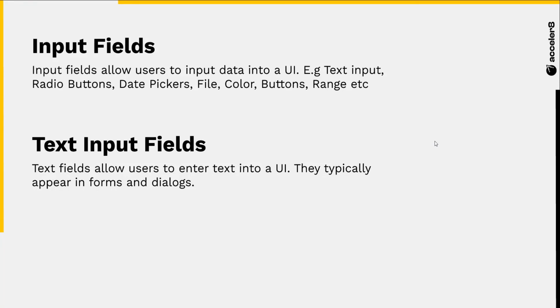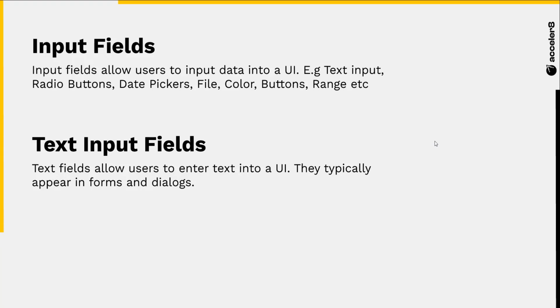So what exactly are input fields? These are fields that allow users to input data into a UI. Examples are text input fields. We also have radio buttons and date pickers, even input fields that allow us to upload files or select colors, as well as buttons and range.